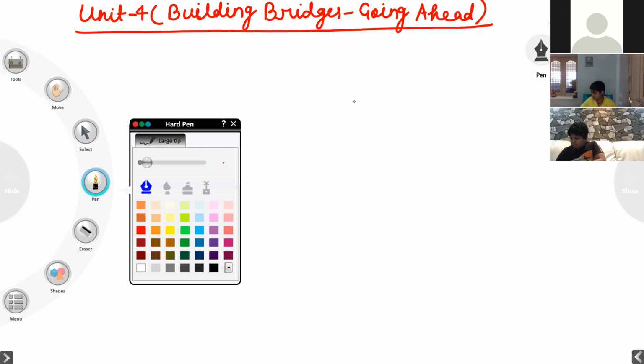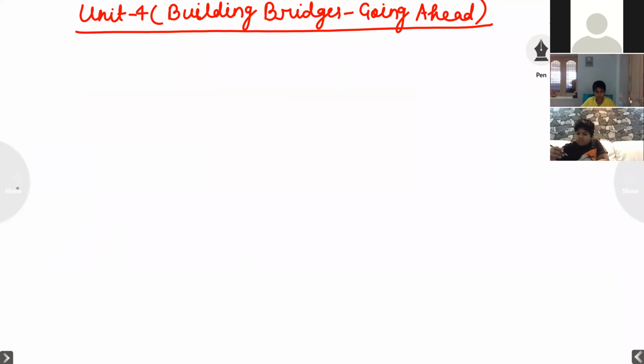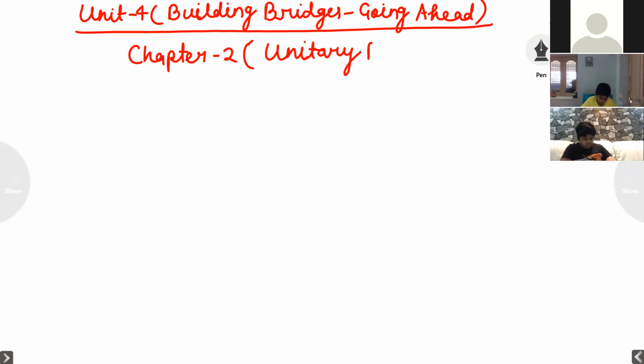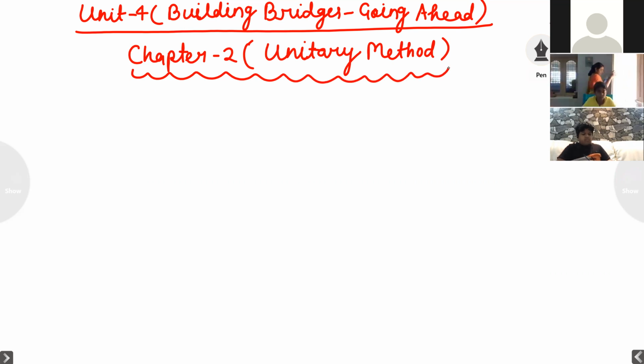Chapter 2, Unitary Method. Take a fresh page, on the top keep the heading, chapter 2, Unitary Method.